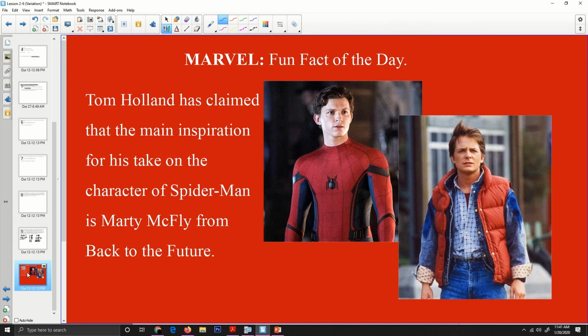Today's Marvel fun fact of the day: Tom Holland has claimed that the main inspiration for his take on the character of Spider-Man is Marty McFly from Back to the Future.